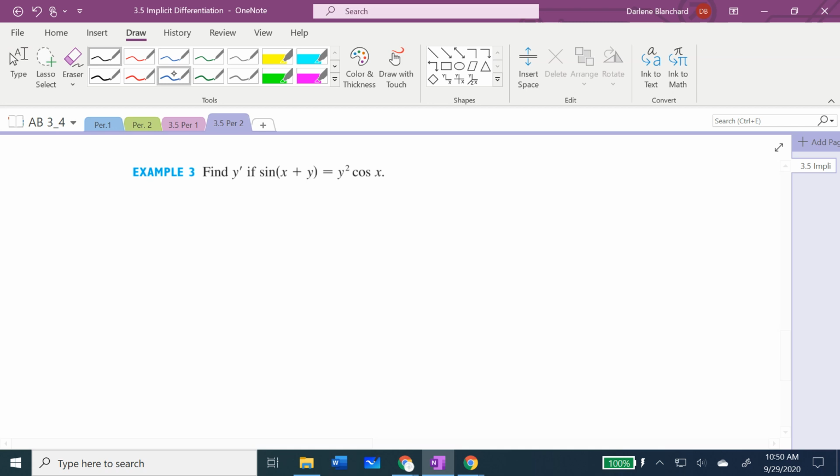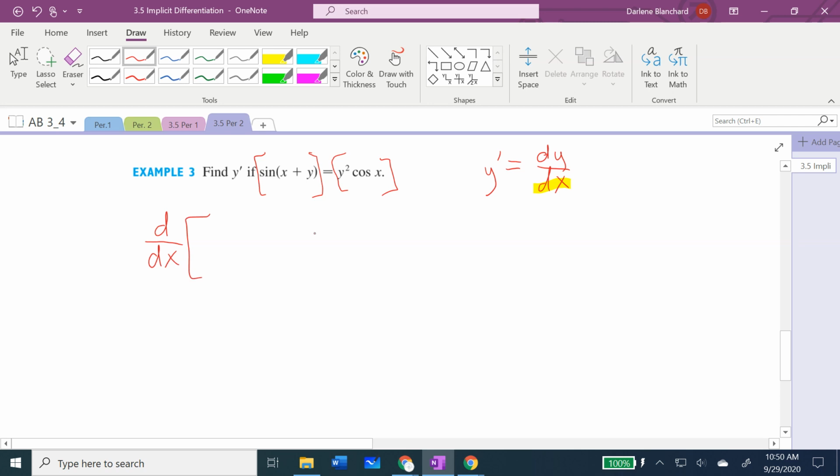I have two sides of the equation. If I'm going to find y prime, that actually is referring to dy/dx. If I'm going to find dy/dx, I have to differentiate with respect to the x variable. I am going to then d/dx both sides of this equation.